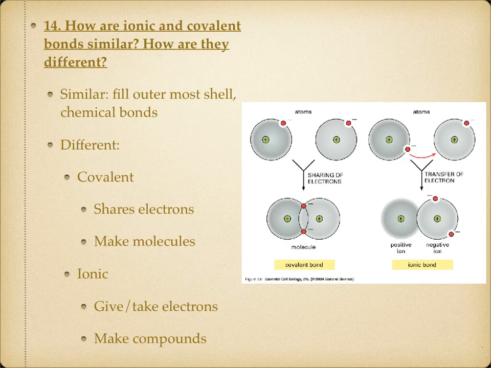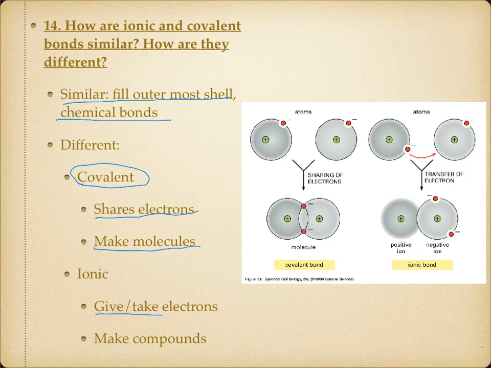So how are ionic bonds and covalent bonds similar, and how are they different? They're similar in that they chemically bond to stabilize the outermost shell of each atom. The differences come in that covalent bonds are going to share the electrons, and they will form something called molecules, because you can share electrons. Atoms of the same type can share electrons and bond covalently, so they'll make molecules. Ionic bonds are going to form by giving away or taking on electrons, and these are going to make compounds because there are always going to be 2 different types of atoms that are ionically bonding.